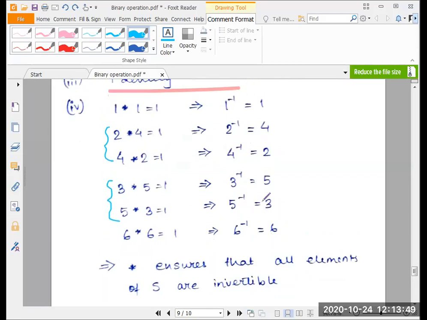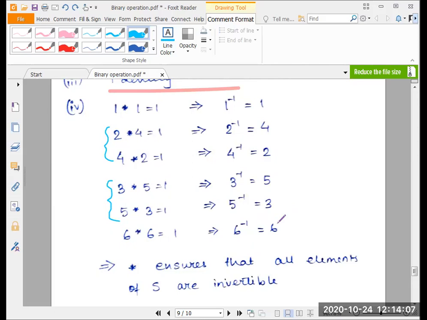So all these inverses, they exist, first. Second is, every inverse, as in 2 inverse is 4, 4 inverse is 2. 3 inverse is 5, 5 inverse is 3. 1 inverse is 1, which essentially means 1 inverse is also 1. And 6 inverse is 6, which again means 6 inverse is 6.